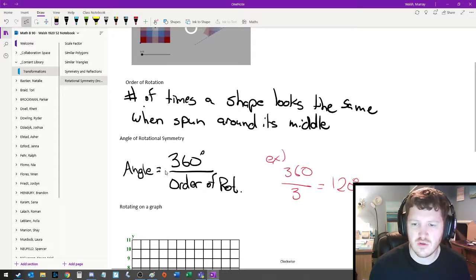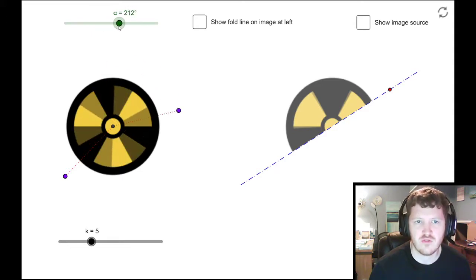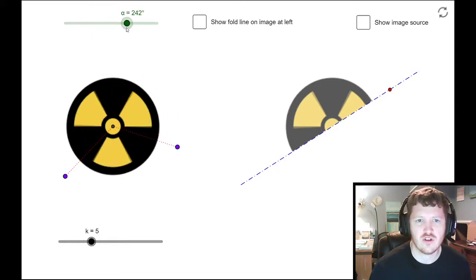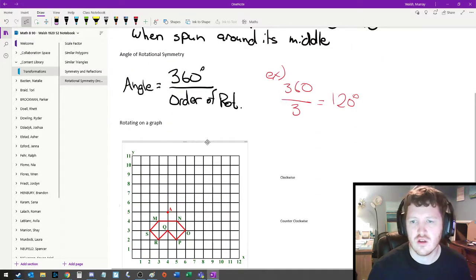This is an example. Let's test. If we put this one quickly to 120, it does match up. And if we wanted to find the next one, 120 plus 120 is 240. And sure enough, that is the second point of symmetry works. Good.